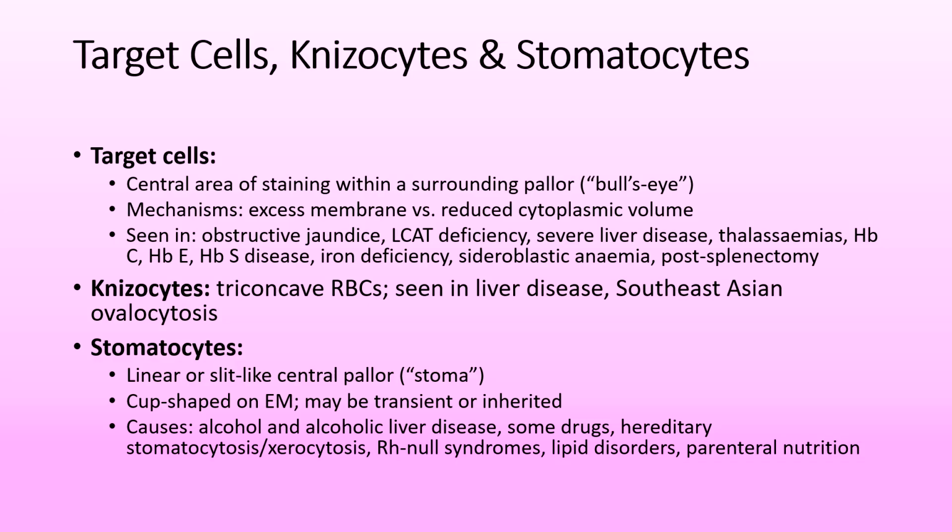Knizocytes are triconcave cells that are less commonly reported but are associated with certain liver and inherited conditions. So it's a triconcave RBC. It can also be seen in a congenital form in Southeast Asian ovalocytosis. The next is stomatocytes. Stoma means mouth, so a stomatocyte is mouth-like with a central pallor. Alcohol and alcoholic liver disease are common acquired causes. Inherited stomatocytosis and xerocytosis are rare membrane channel disorders that often cause hemolysis, altered hydration of the RBCs, and production of stomatocytes.